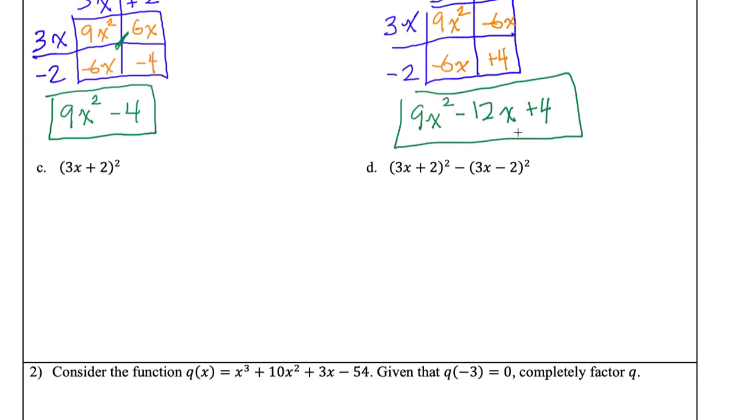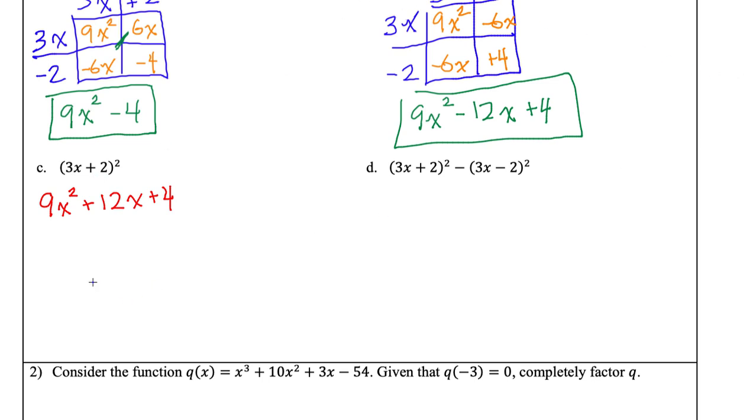So if I want to use that shortcut, the shortcut tells me square the first, 9x squared. Double the product, well the product is 3x times 2 for 6x. Double 6x gives me 12x. And square the last gives me 4. Again, square the first, double the product, square the last, or you can make your area model.